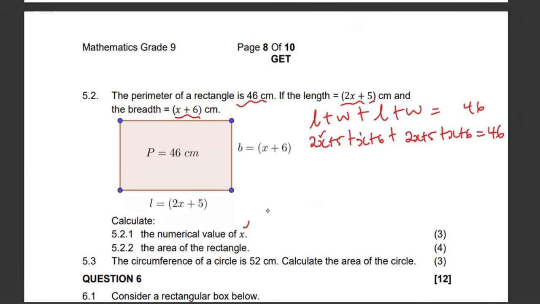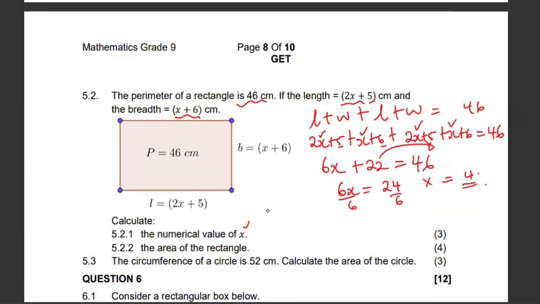So 1, 2, 3, 4, which is 6x. 5 and 6 is 11, which is 22, is equal to 46. Let's move the 22 to that side, which becomes 24. Divide both sides by 6. X is 4. Then they want us to get the area.